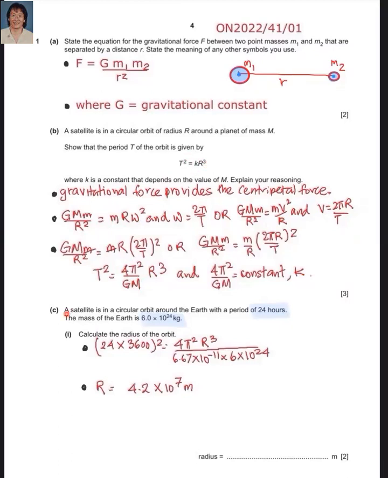Then in part C, a satellite is in circular orbit around the Earth with a period of 24 hours. So you can see the period is given to you. And then the mass of the Earth is 6.0 times 10 to the power 24 kg. Big M is also given. Therefore, you substitute into this expression. Your T squared is known, your r cubed can be found if you know your M. So you substitute your T and M into the expression, and you get r equals 4.2 times 10 to the power 7 meters.